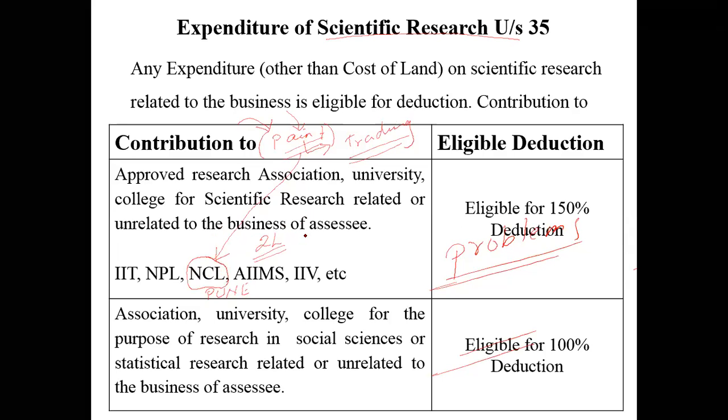Dhanashri says approved. I am ready to pay 2 lakh rupees, but you do the research. Now, in this particular case, the research is done by NCL. So what has Dhanashri done? Dhanashri has given money, or she has incurred an expenditure. Why? To find out something. It is of scientific nature. It is for some scientific research.